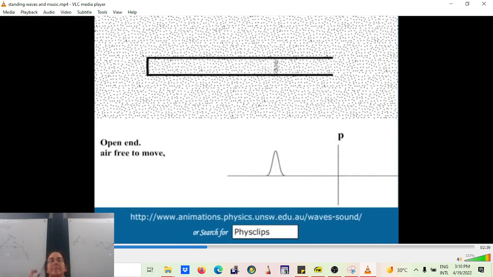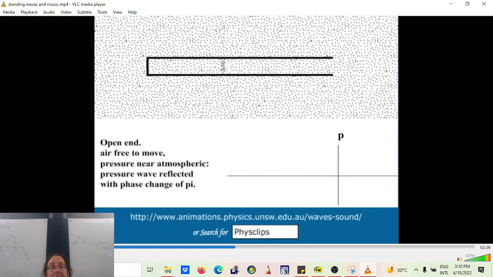At an open end, things are different. Here, the pressure is approximately fixed at atmospheric, so the sound pressure is near zero. So the pressure wave is reflected with a phase change of pi.